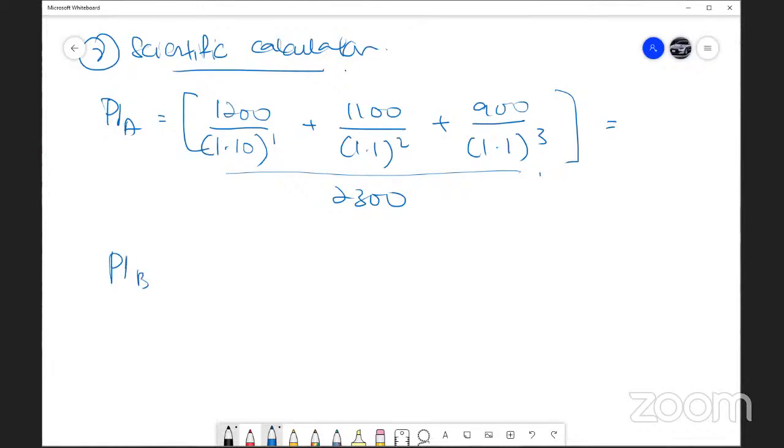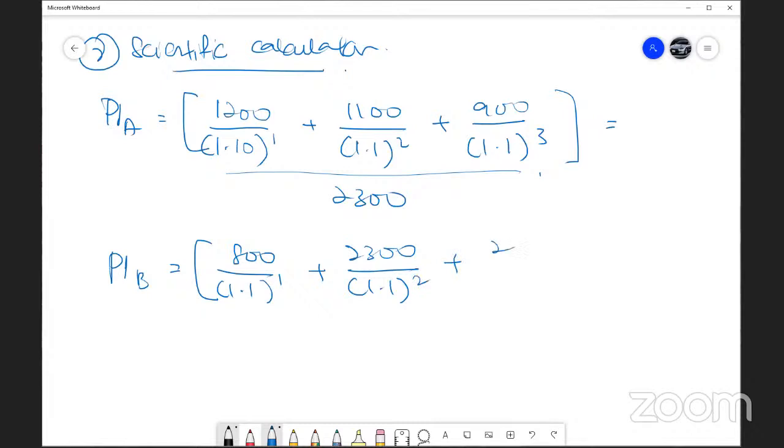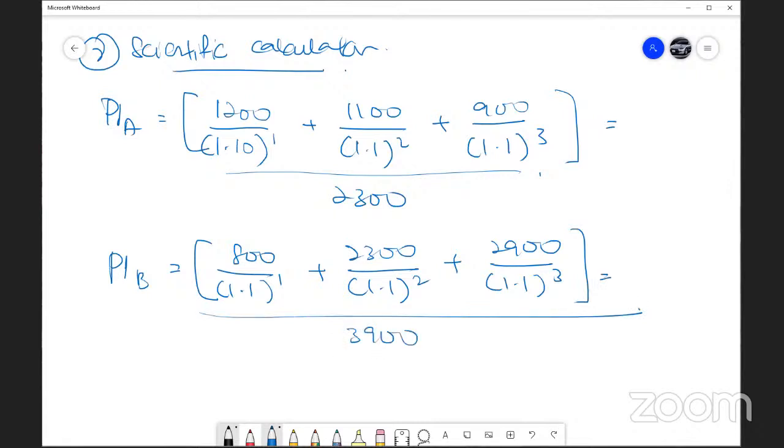So for the profitability index of B, look back at your cash flow just now. The first year they give you 800, discount rate is still the same, 1.1 power of 1, plus 2,300 over 1.1 power of 2, and the third year is 2,009 over 1.1 power of 3. The whole thing is divided by the initial investment of 3,900. So count, what is your PI? All right, 1.16 and 1.23.